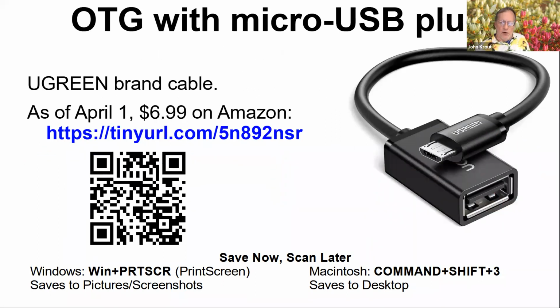Okay, for older Android phones, this one worked with my, let's see here, what was it? Samsung Galaxy S7. The brand of this cable is Ugreen, and as of right now, as of April 1, it was $6.99 on Amazon. Here is the URL for that product page on Amazon, and of course, a QR code containing that URL. You can save this page too for use later, as indicated at the bottom.